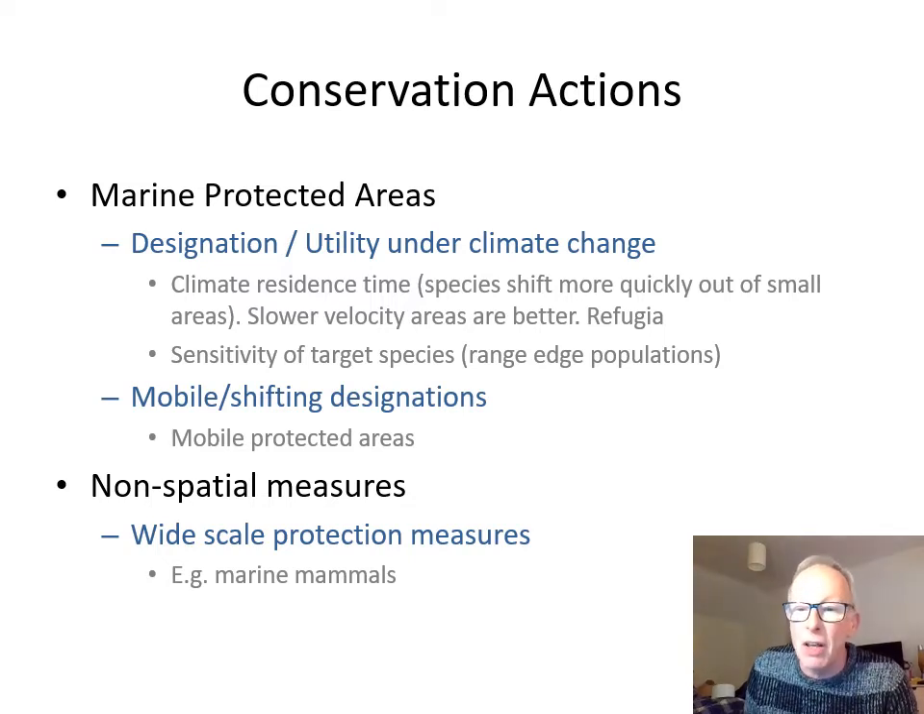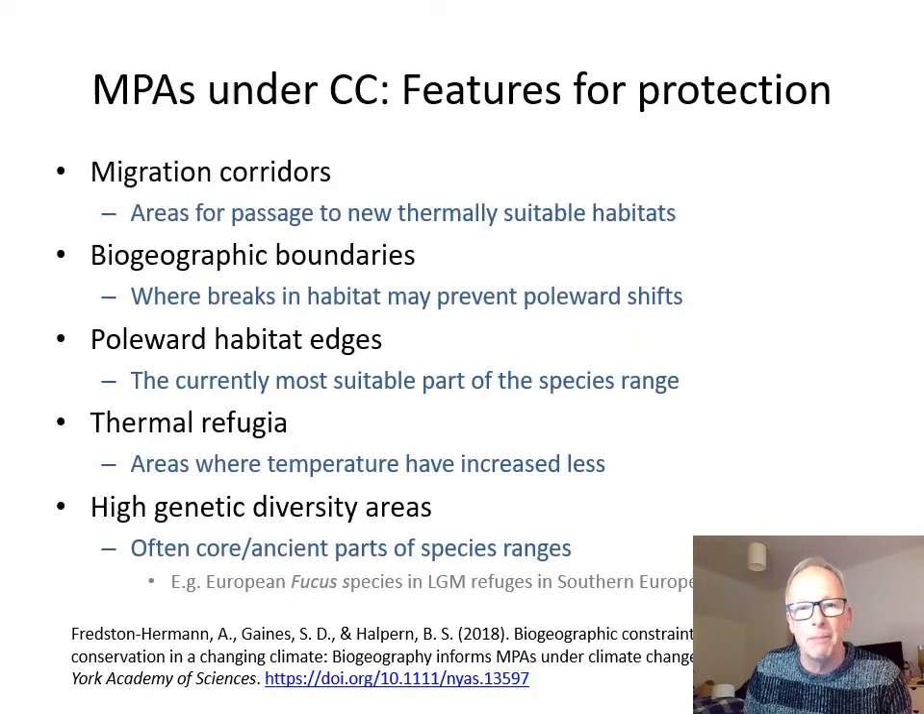And there are alternatives too. So non-spatial measures for conservation, because they're applied more broadly, may well be more effective in terms of protecting a species from the effects of climate change. So we need large-scale efforts, potentially wide scale.